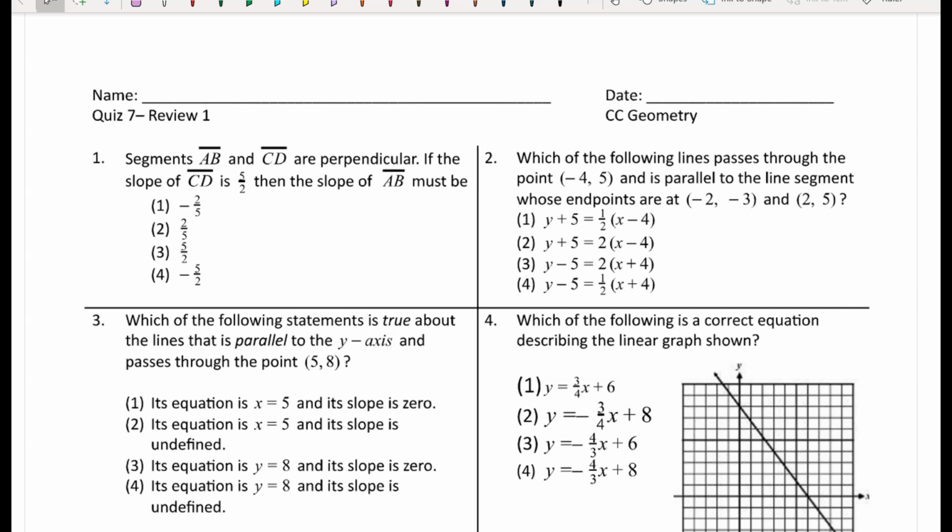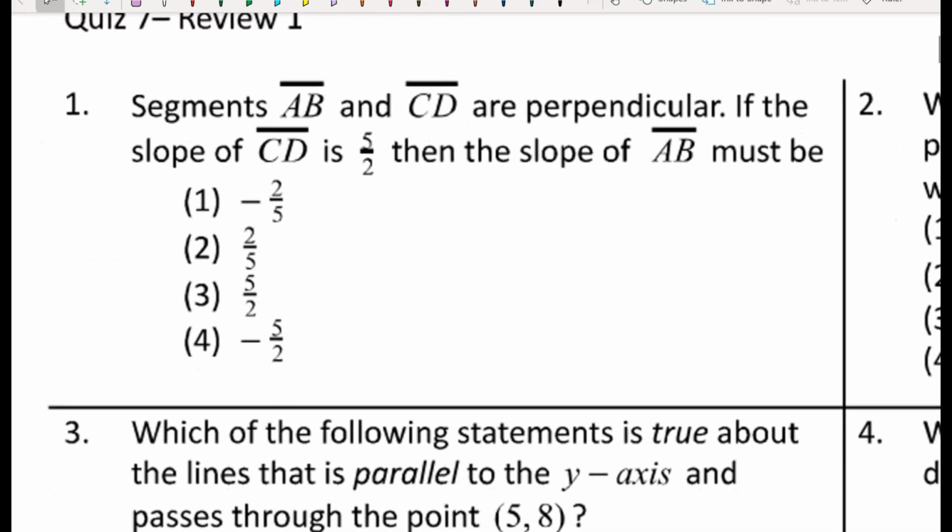In this video, we're going to go through review 1 for all of coordinate geometry. So for number 1, segments AB and CD are perpendicular. If the slope of CD is 5/2, then the slope of AB must be, well, the fact that you need to remember here is that perpendicular lines have negative reciprocal slopes.